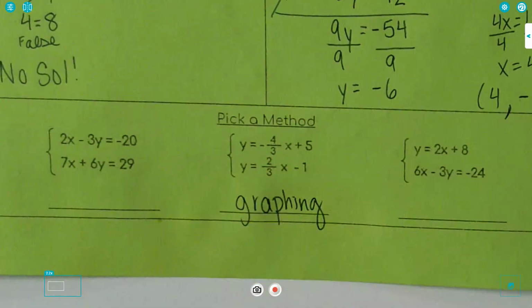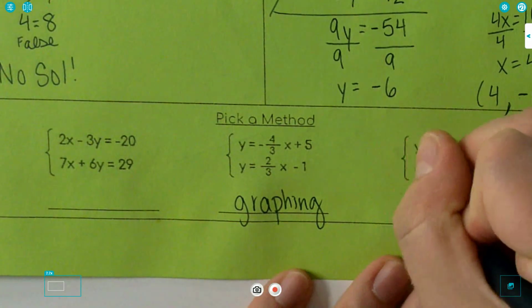Okay, substitution. In order to substitute something, you have to have an x equals or a y equals. Which one has an x equals or a y equals? The one on the right, the third one, yes. So this one would be easiest to use substitution with.